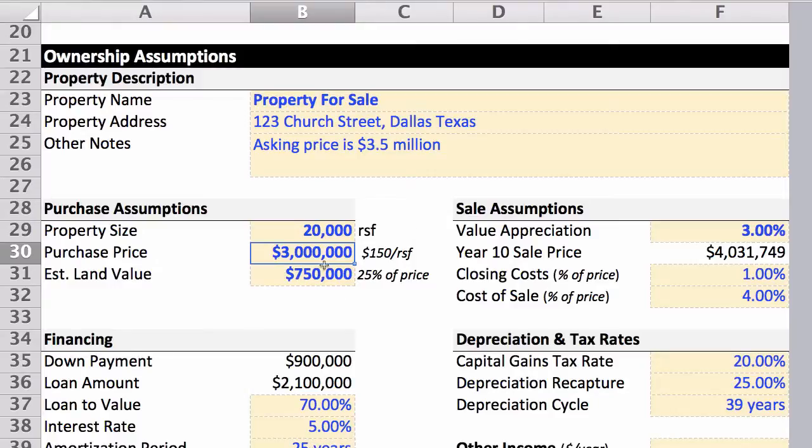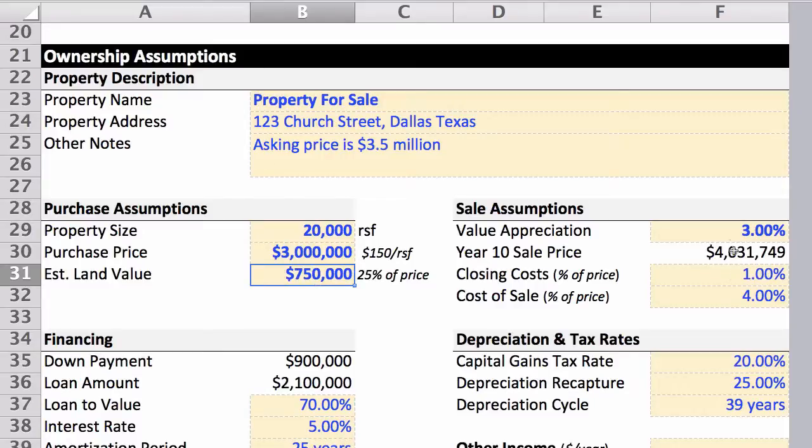for, and we've estimated the land value to be 25% of the total purchase price, but you can set that to any amount. And with any of these formulas, rather than inputting the specific amount, you can also use formulas in the input cells.